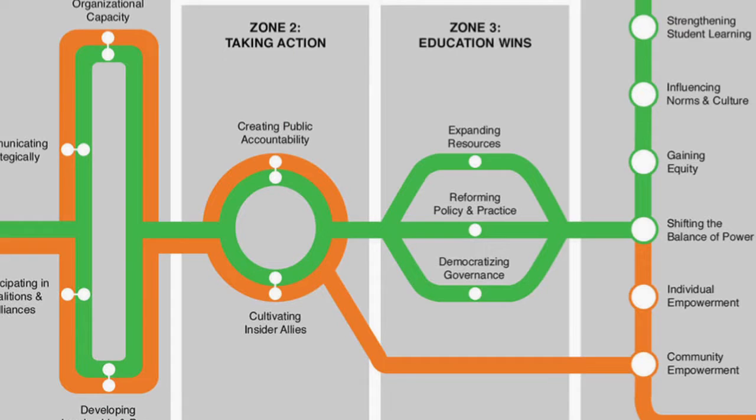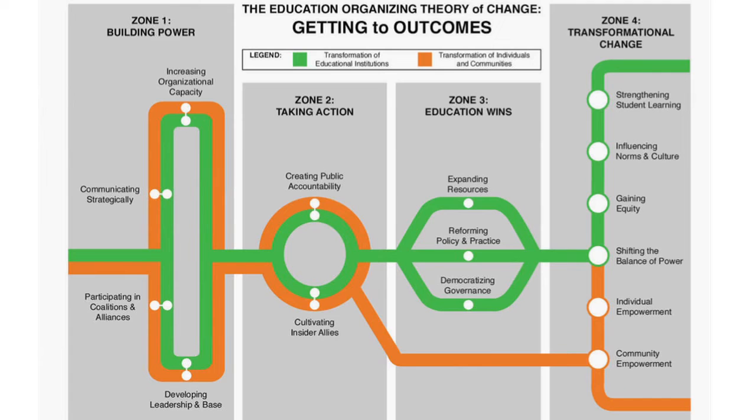In Zone 3, these are the education wins. We have them divided into three areas: increasing resources, changing policy and practice, and increasing the openness of governance, or the democratic nature of governance. You can think of these changes as happening at different levels: the school level, the district level, the state level, even the national level. Then eventually the work of education organizing moves into the last zone, transformational change.